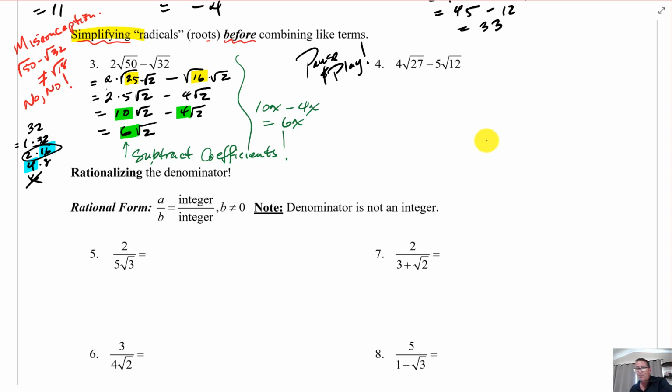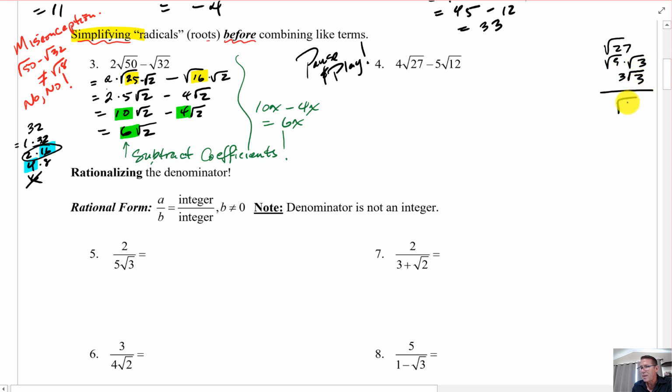Okay, here we go. I'm going to assume you did it. So root 27 is the square root of 9 times the square root of 3, which is 3 rad 3. Root 12 is root 4 times root 3, which is 2 rad 3. So you got to simplify the roots before combining like terms, because you can't combine root 27 and root 12 as they are, because they're unlike roots.